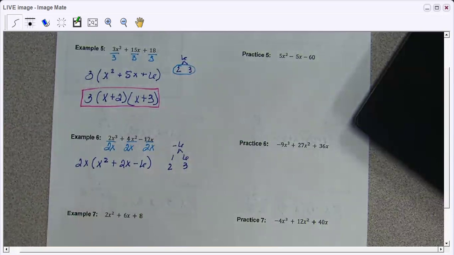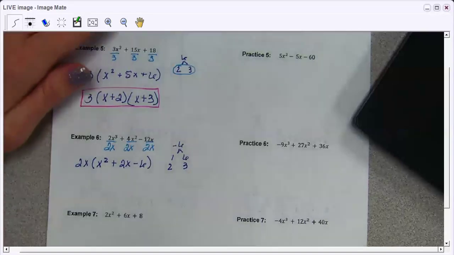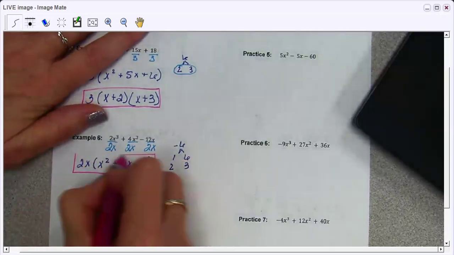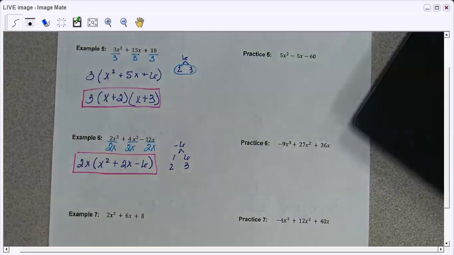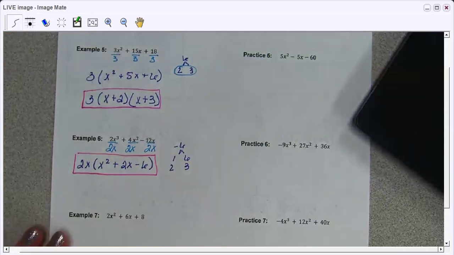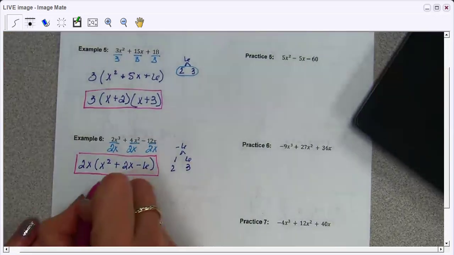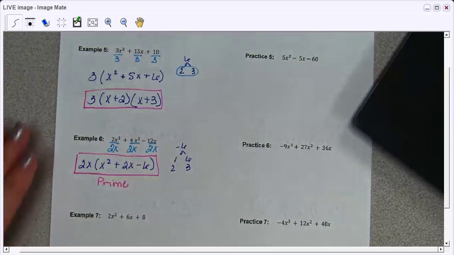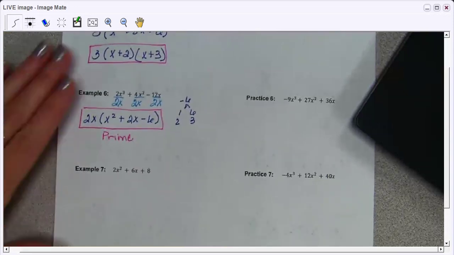Okay. Are there any factors that give us a 2? No. Okay. So in this case, this is our final answer. They would consider this trinomial right here prime. Okay. So part of your answer would be that it's prime. This is as far as you can go. Okay.